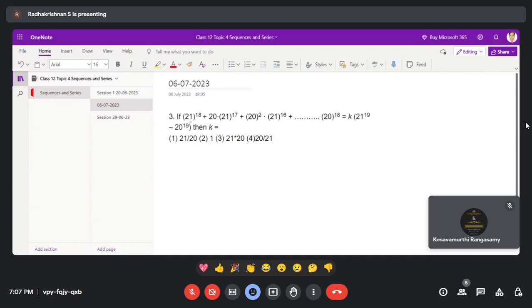The series goes like this: 21 to the power of 18 plus 20 into 21 to the power of 17 plus 20 square into 21 to the power of 16 and so on. So let me ask Sahana one question. Can you identify what type of series this is? Have you been taught AP, GP in class 10? AP has been taught, but not GP.